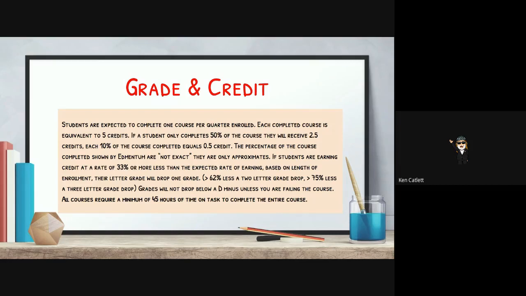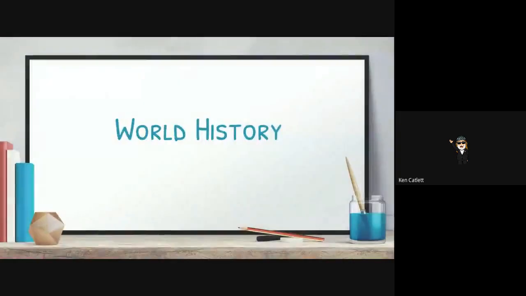So if they're 33% behind the expected rate, their grade drops 1 letter grade. 62% behind, 2 letter grades. 75% behind pace, their grade drops 3 letter grades. Grades will not drop below a D- unless they are failing the course. All courses require a minimum of 45 hours of time on task to complete the entire course.